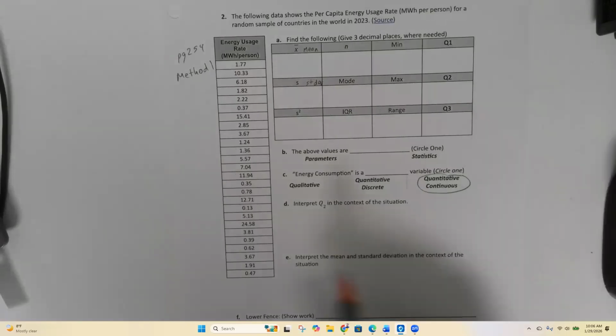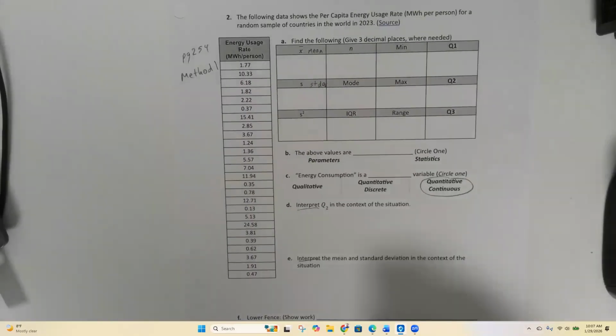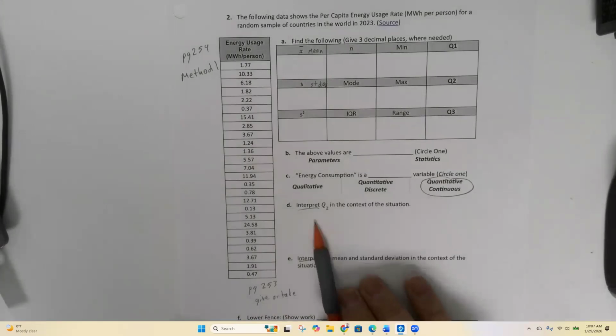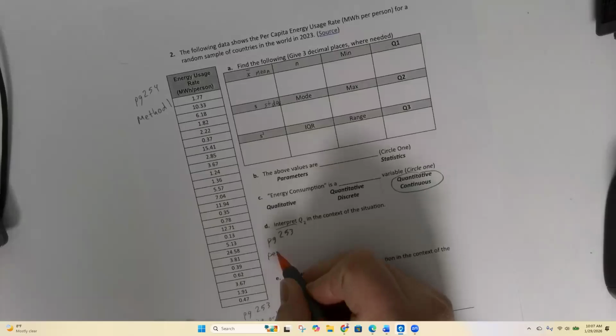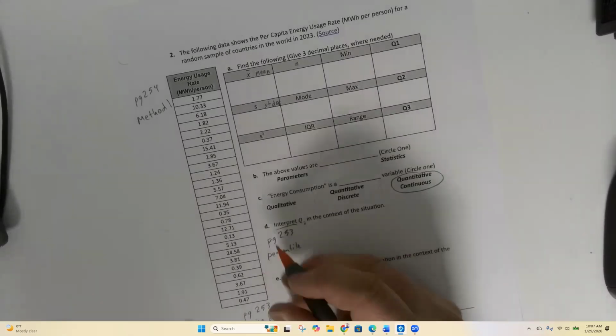All right. When you see the word interpret again, that means you're going to write a sentence, okay? This one right here, interpret the mean and the standard deviation in the context of the situation. There is a script for that on page 253. That's the give or take script that we just talked about. This one, there is a script for that as well on page 253. And that is the percentile script, okay? A script for interpreting percentiles.